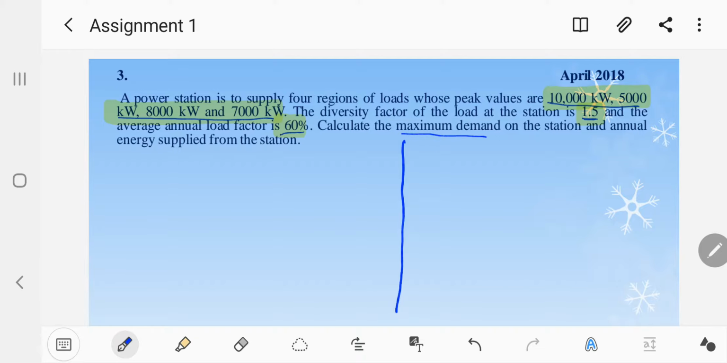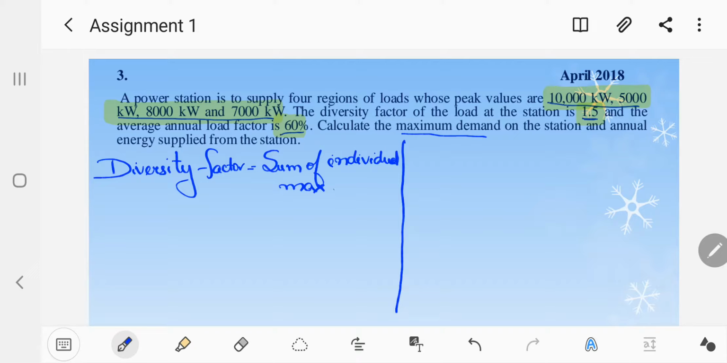So you should have an idea about all the equations which are used for this economics of generation. Then only it will be easy for you to find the answer. So the given value is, first one is diversity factor. So diversity factor, we should know the equation for diversity factor. The diversity factor equation is sum of the individual maximum demands or peak loads divided by the maximum demand of a power station. I'm just writing as MD of the power station.